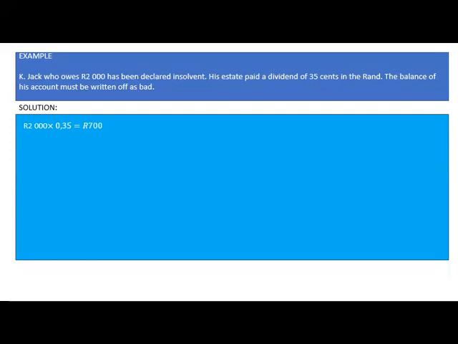So how do I get that 0.35? You just take any amount that is shown in cents, and put it as a percentage, the same as though you got only 35%. And 35% is the same as 35 divided by 100. So even if it's 120 cents, you will still take 120 divided by 100 to convert it into a Rand value percentage.